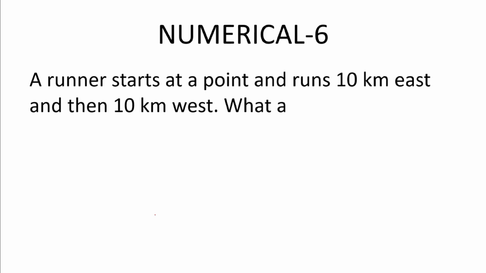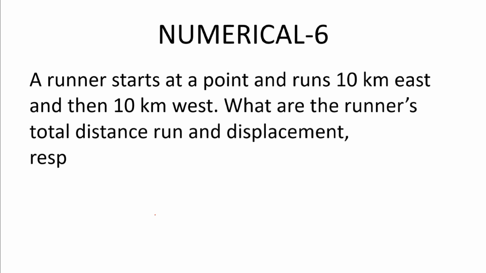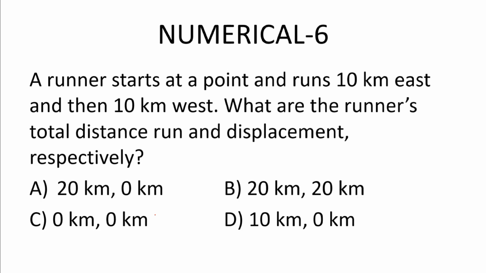Now let us take the last example of this series. A runner starts at a point and runs 10 kilometer east and then 10 kilometer to the west. What is the runner's total distance run and the displacement respectively? We know that distance is nothing but actual path traveled. So towards east it travels 10 kilometer and towards west it travels 10 kilometer. So its distance is 20 kilometer.